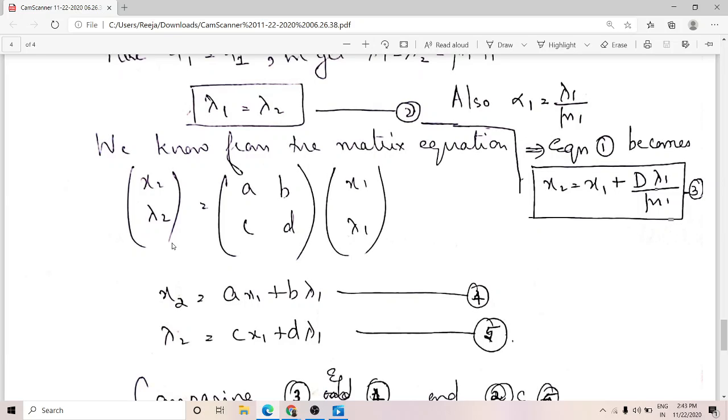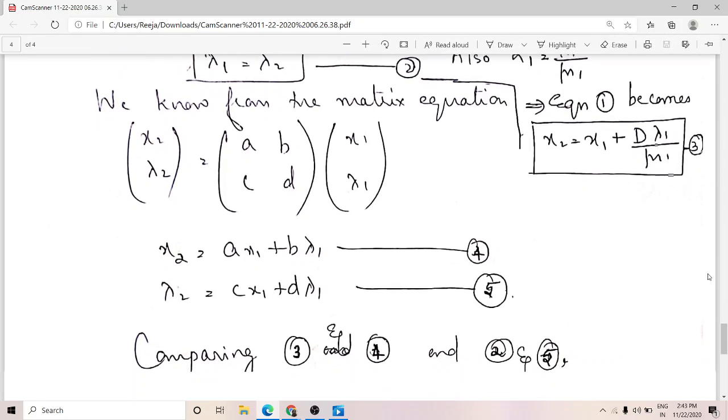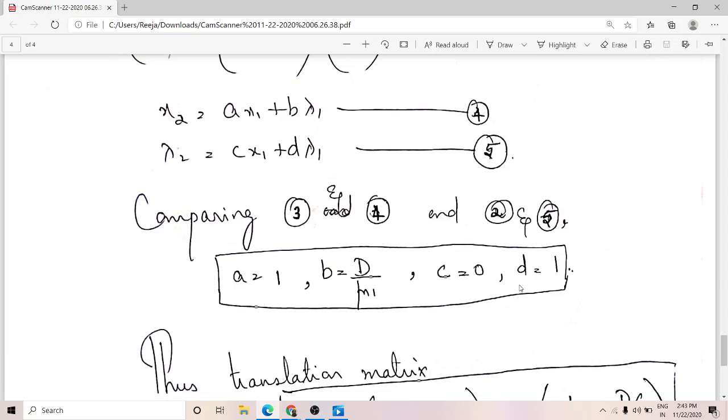And what is lambda 2? Lambda 2 is equal to lambda 1 in the case of a translation operation. And in the general equation, you have lambda 2 is equal to c x1 plus d lambda 1. When you compare 4 and 2, you get c is equal to 0 because there is no x1 term here, and d is equal to 1. So I get my A, B, C, D as small a is equal to 1, small b is equal to D by mu 1, c equal to 0 and small d equal to 1.